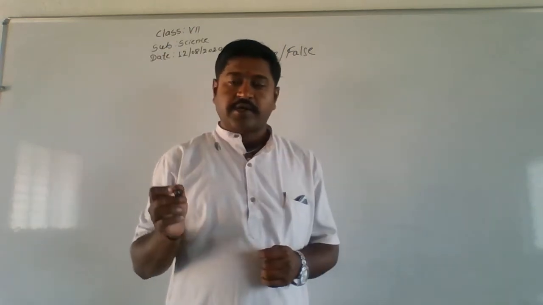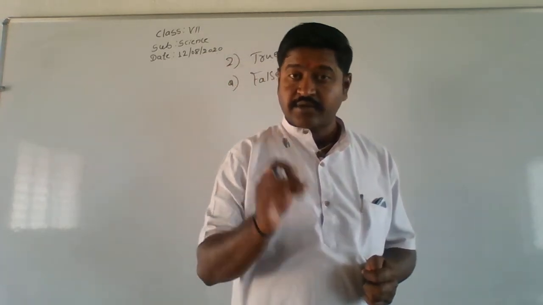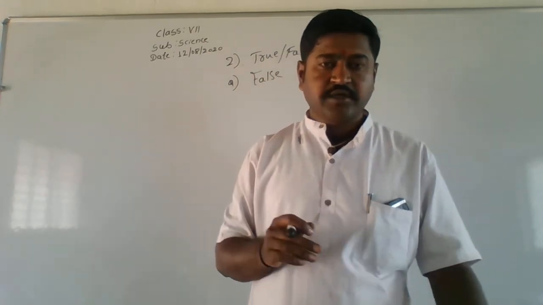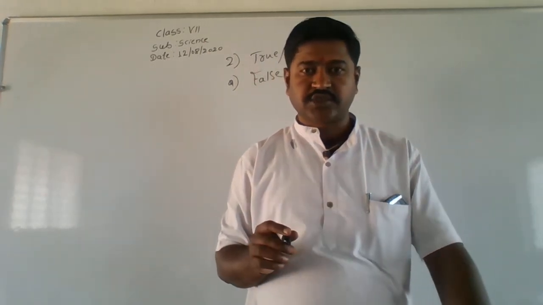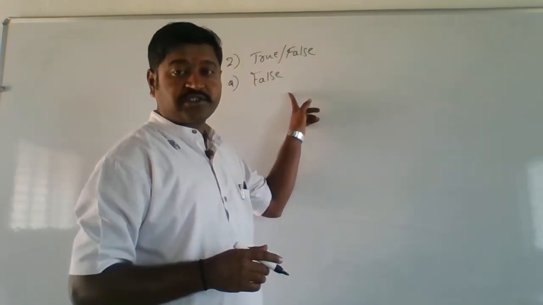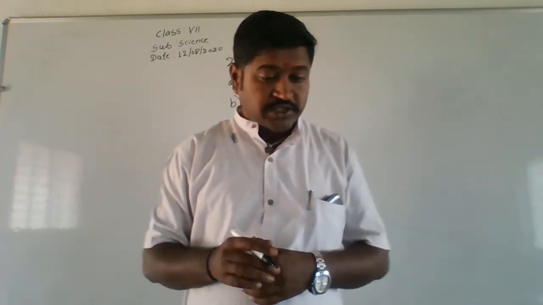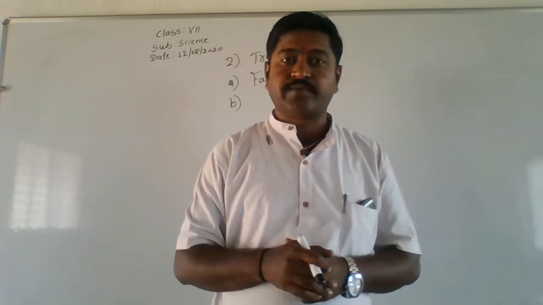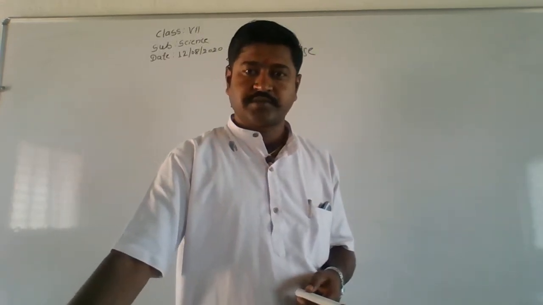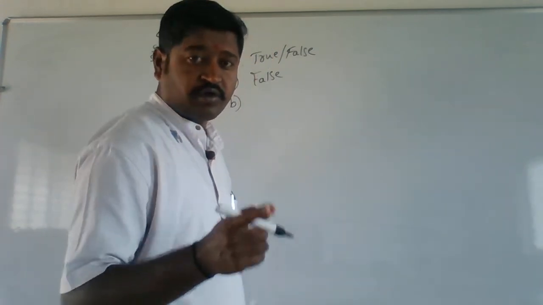Because carbon dioxide is not the end product of photosynthesis. The end products of photosynthesis are glucose and oxygen. So this statement, carbon dioxide is the end product of photosynthesis, stands as false. The next one, B. What is that? All plants are autotrophs. What is the answer? All plants are autotrophs. It is false.